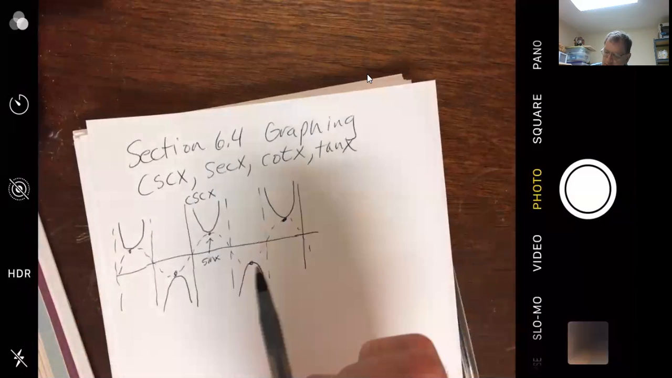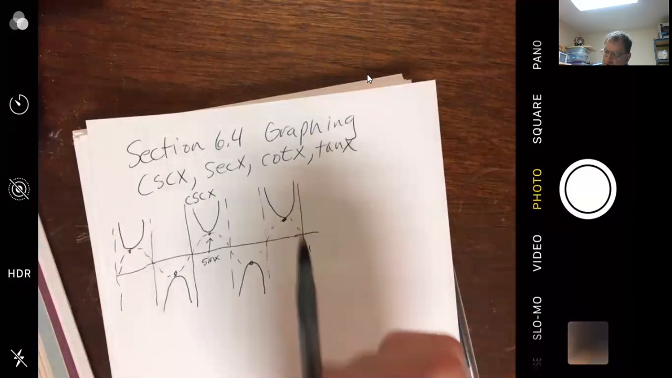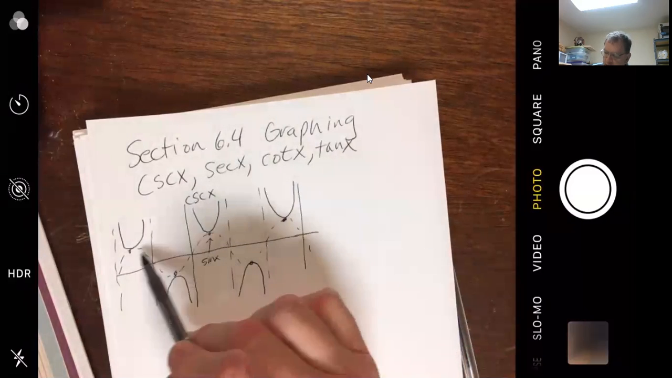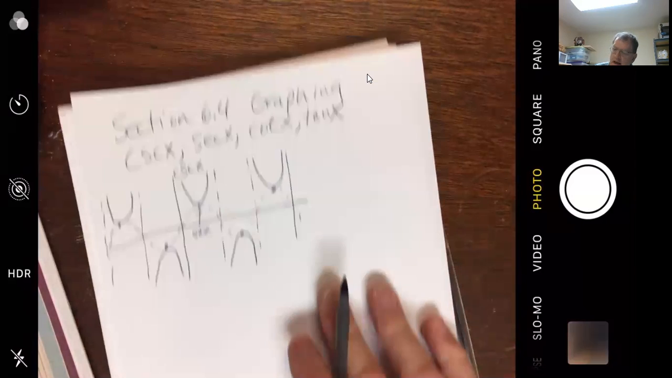Tangent and cotangent are their own graphs. Do not graph the corresponding inverse and flip anything. You'll just get a big mess.